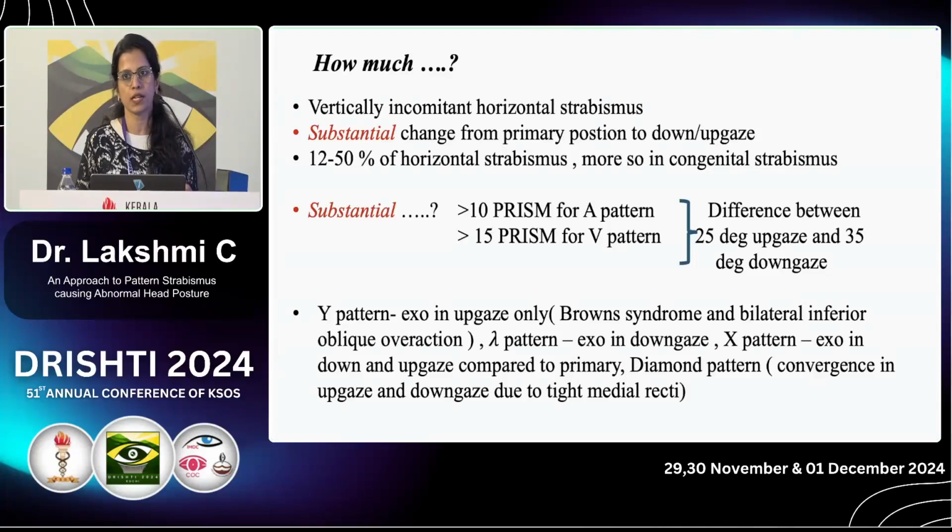So what is the substantial? 15 prism for a V pattern, 15 prism of difference between the horizontal deviation in up gaze and down gaze for a V pattern, and 10 prism for A pattern. And the measurement is done at 25 degrees up gaze and 35 degrees down gaze by tilting the head in the chin up and chin down posture. It's seen in 12 to 50% cases of horizontal strabismus. We do see occasionally Y pattern and lambda pattern, but it's not very common, so we'll stick to A and V patterns for now.